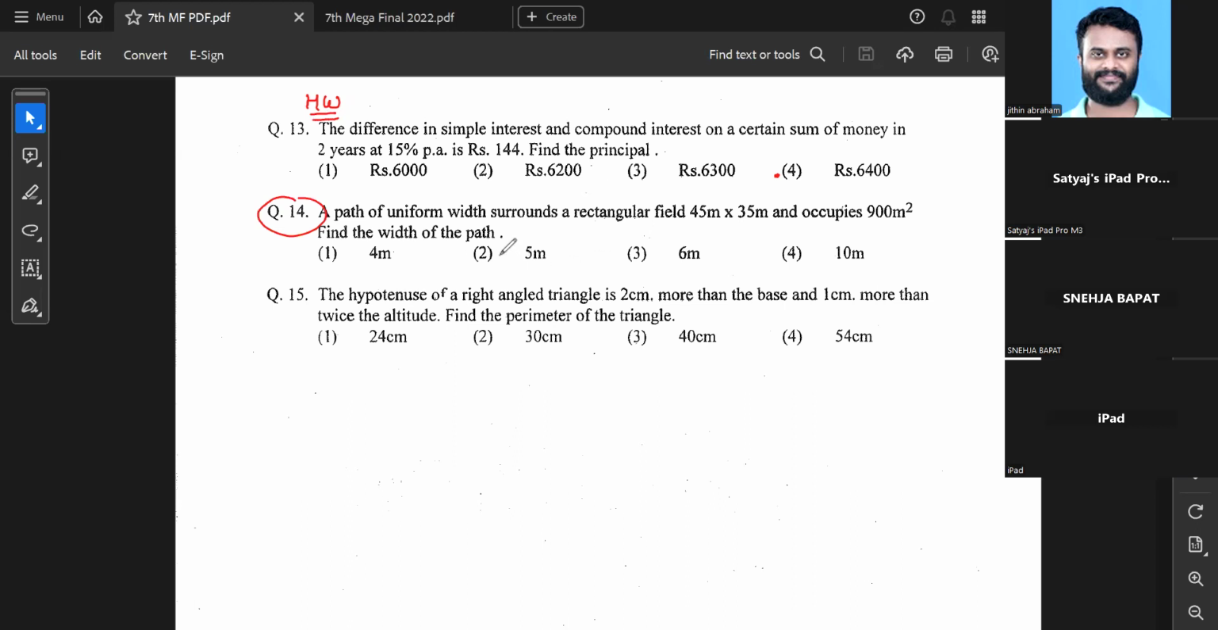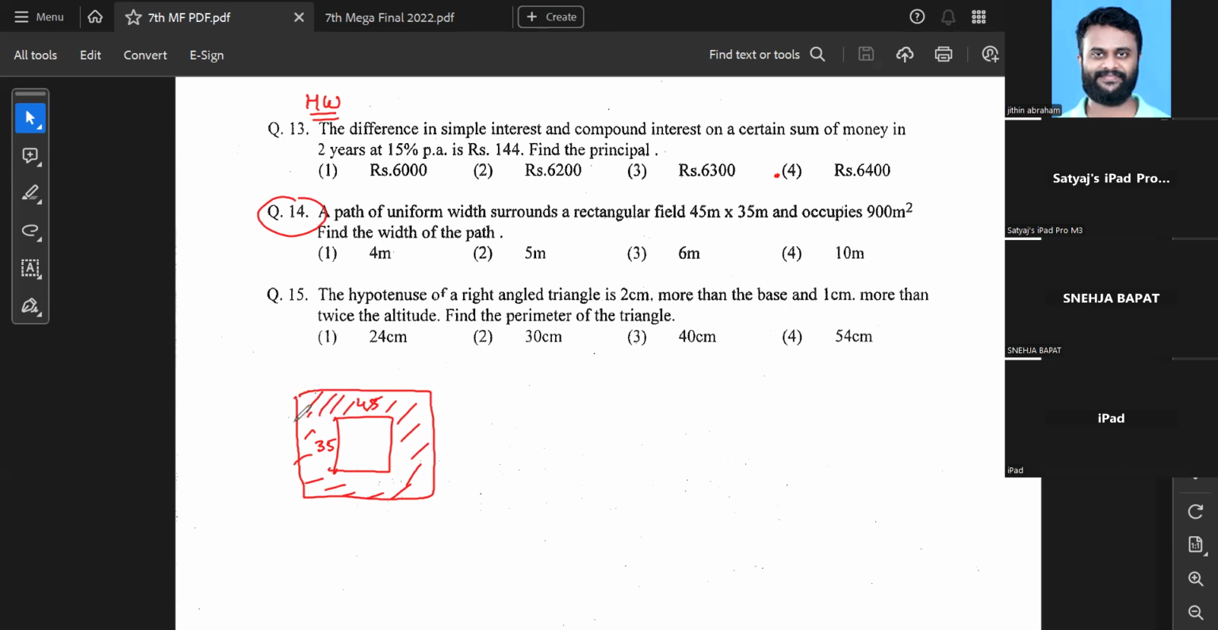So this is a path which has some width, which is surrounding this field, and it occupies 900 meters square. Now let's find. So basically, this is a rectangular field, this is 45, this is 35. Now this whole thing is the path which is surrounding it. We are supposed to find the width.